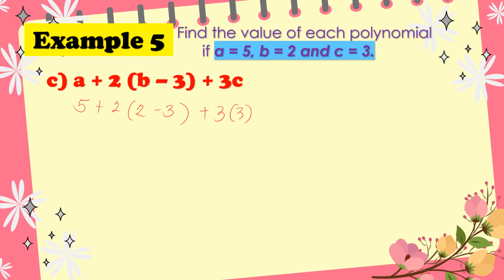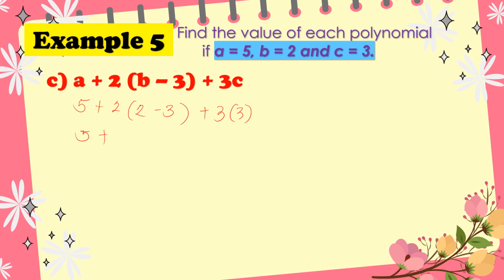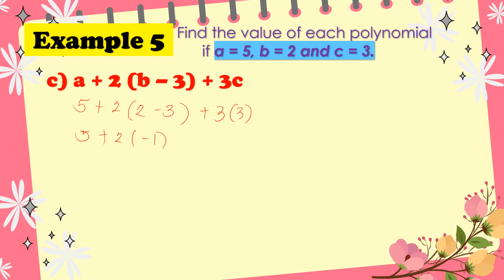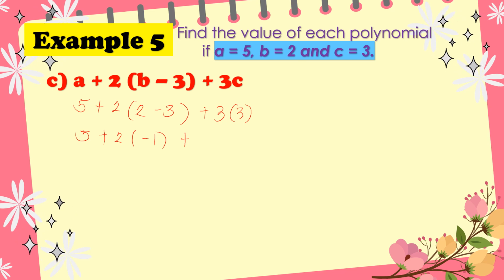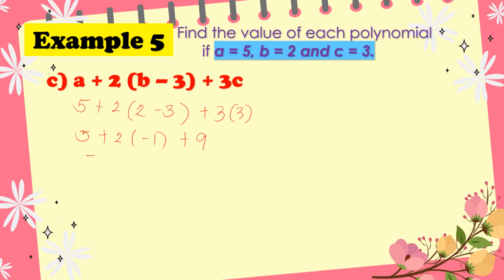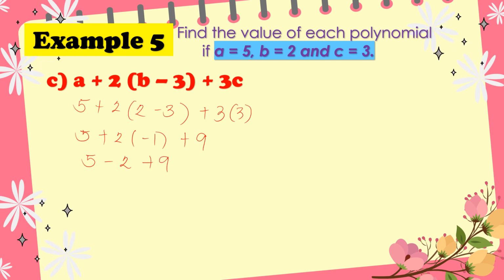So, mag-simplify tayo. Unahin natin yung nasa loob ng parenthesis. Kopyahin muna natin yung 5 plus 2 times 2 minus 3, that is negative 1, plus, pwede na natin i-simplify yung 3 times 3, which is 9. And then, mag-multiply na tayo. So 5, 2 times negative 1 will give negative 2, and then copy plus 9. So 5 minus 2, you will get 3, and then add 9. The final answer is 12.